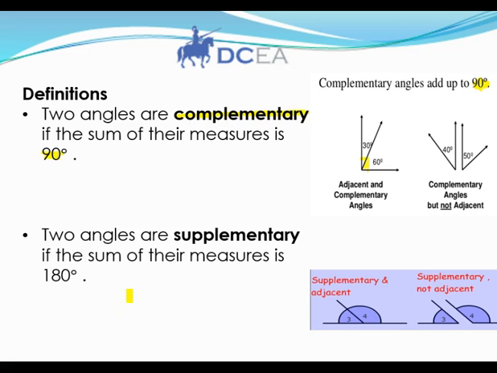Now two angles can be supplementary if their measures add to 180 degrees. And supplementary angles can also be adjacent, or they can be not adjacent, but supplementary angles, because they add to 180 degrees, form a straight line. Now, that will only be true if they're adjacent. If they're separated, they'll still be supplementary, but they just will not be adjacent to each other.